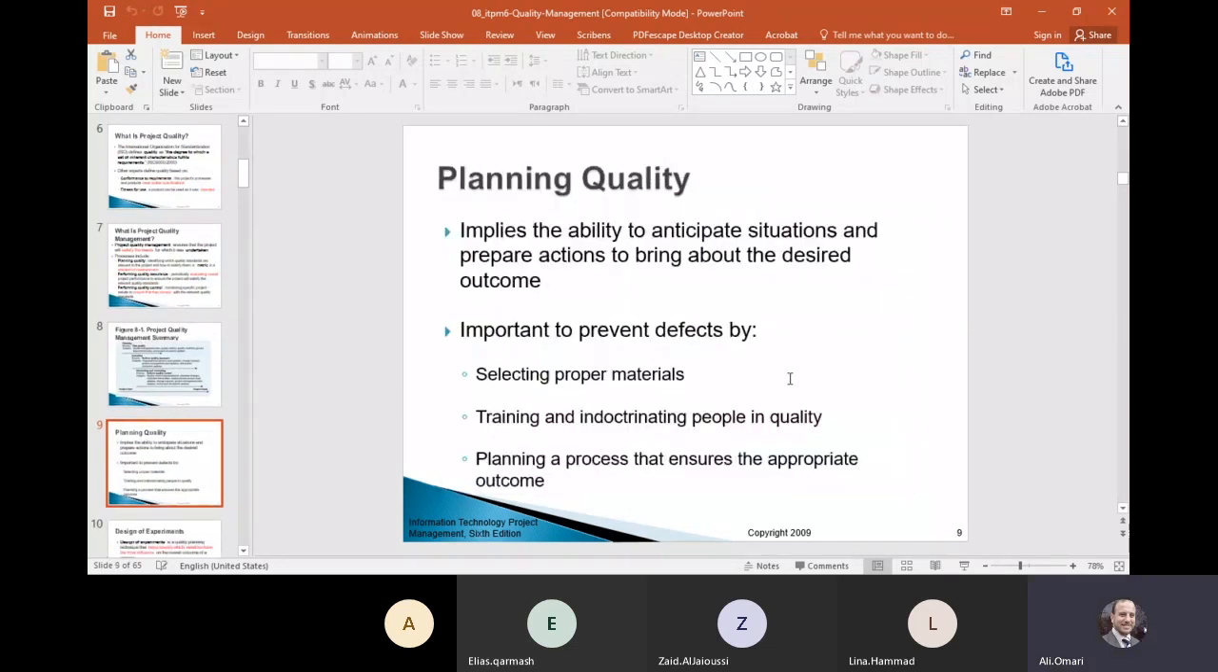Planning quality control is the ability to anticipate situations. Basically, the goal is to prevent defects. Usually when IT releases the product, it's been tested. When a quality assurance team tests an application, they produce a defect list.